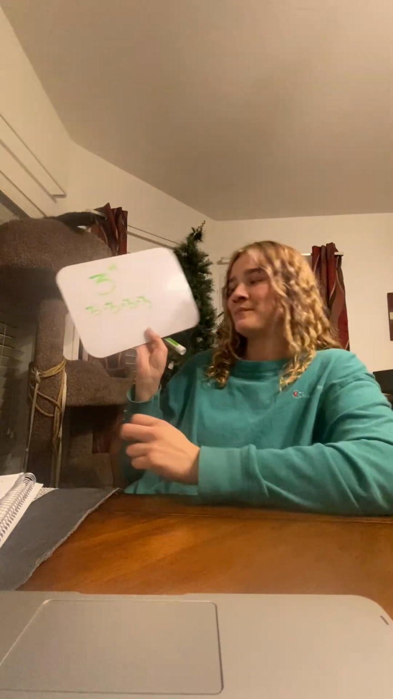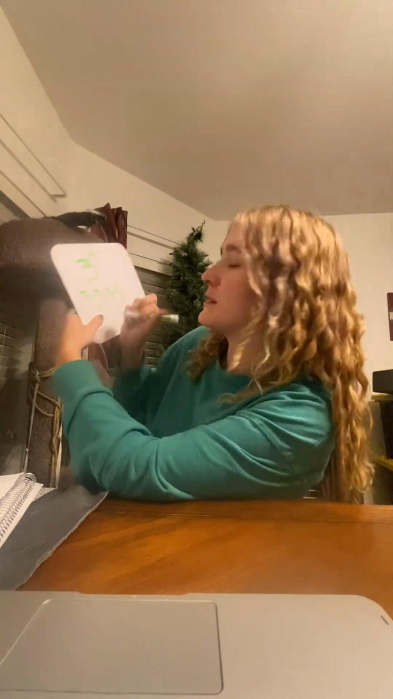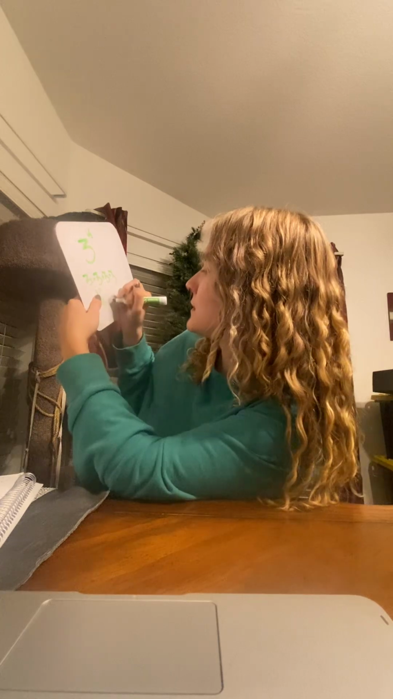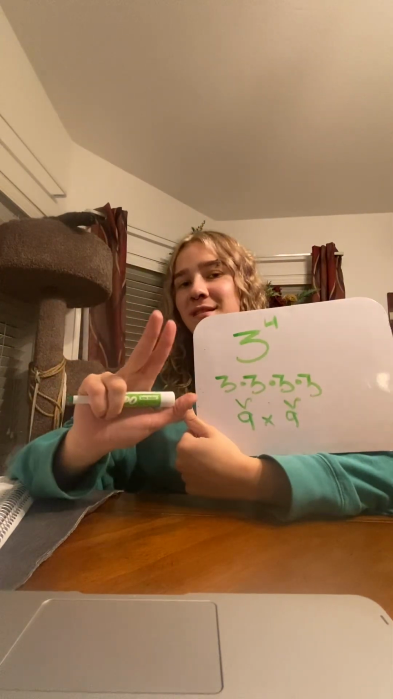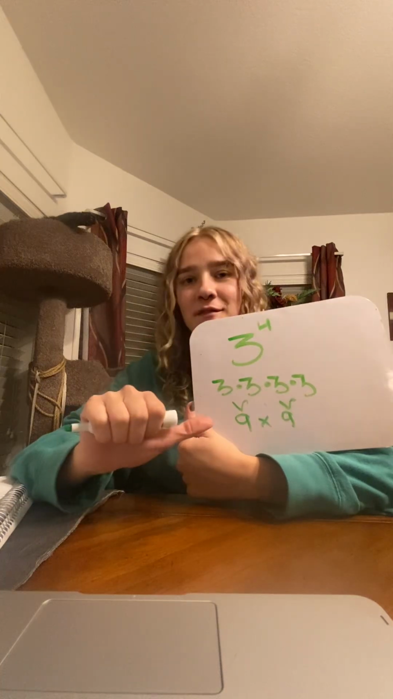So 3 to the power of 4. How we would solve that is repeated multiplication. So we would do 3 times 3 times 3 times 3. Repeated multiplication. So I know 3 times 3, 3, 6, 9, is 9. So 9 times 9 is 9, 18, 27, 36, 45, 54, 63, 72, 81.